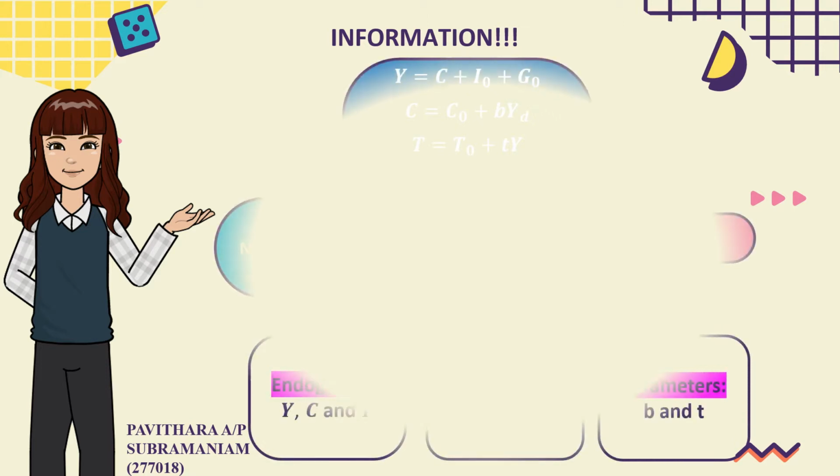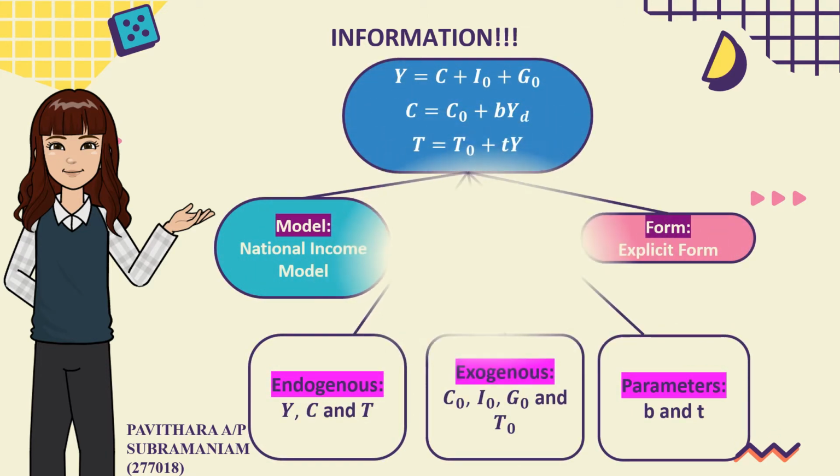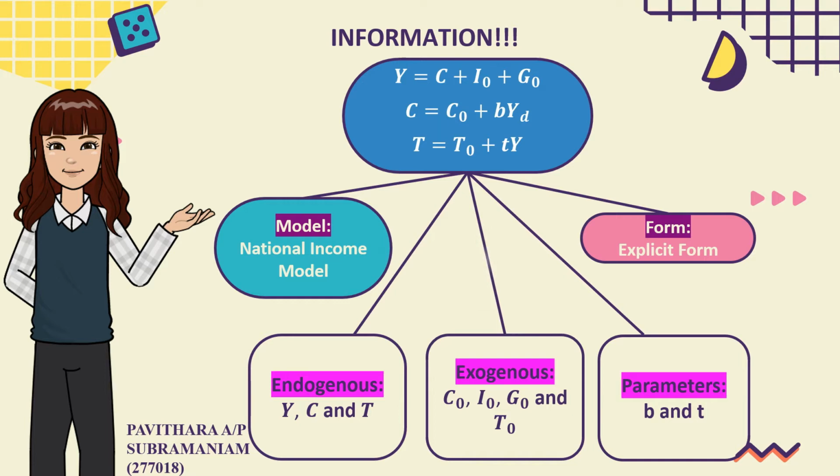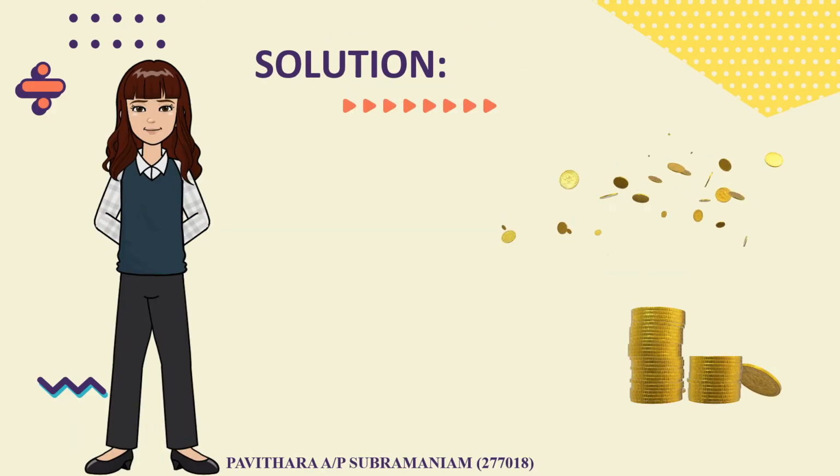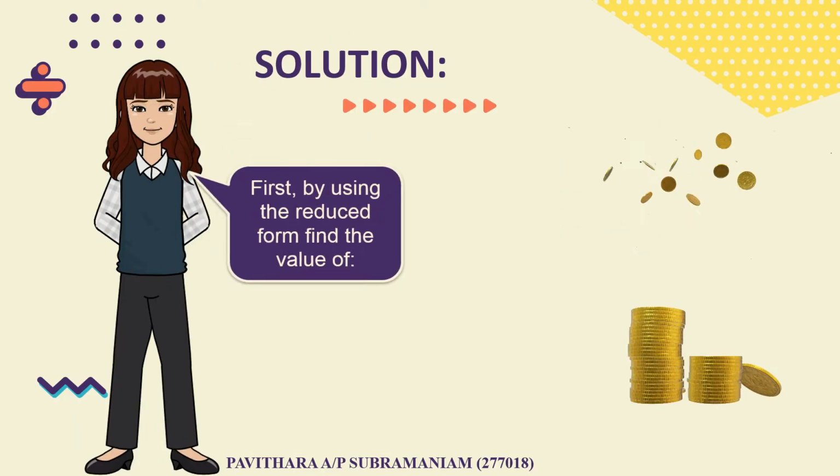Before finding the solution for the function, we need to identify some basic information about the given functions. The given functions are in a national income model and the functions are in explicit form. The endogenous variables that we can get from the functions are Y, C and T, and the exogenous variables are C null, I null, G null and T null, and the parameters are B and T. Now let's jump into the solution.